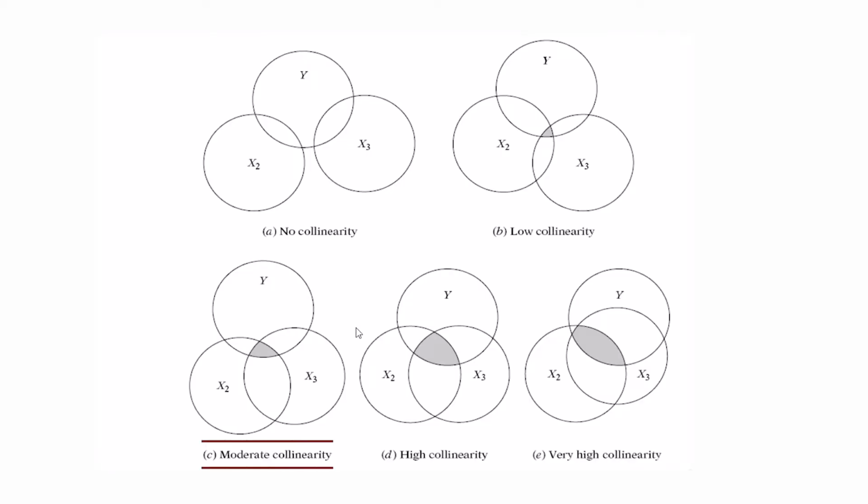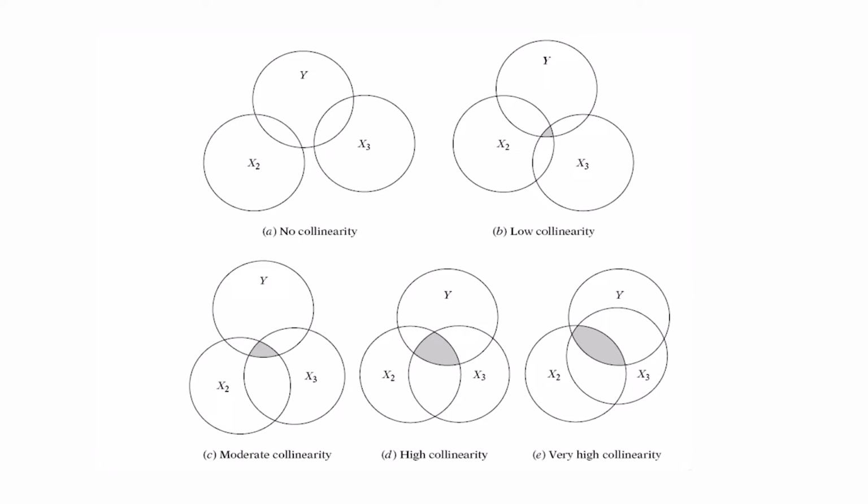If we move to point C, which says moderate collinearity, here the shaded portion is comparatively bigger than in point B, where we observe x2 and x3 are related with each other and are basically collinear. Now in point D and point E, we go for the high and the very high cases. In point D, we observe that x2 and x3 are correlated with each other, and not only that, the shaded or intersection region is quite bigger. And in point E, we observe that x2 and x3 are highly correlated with each other.